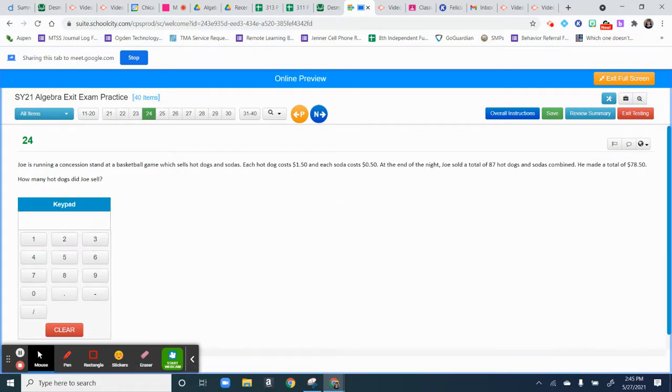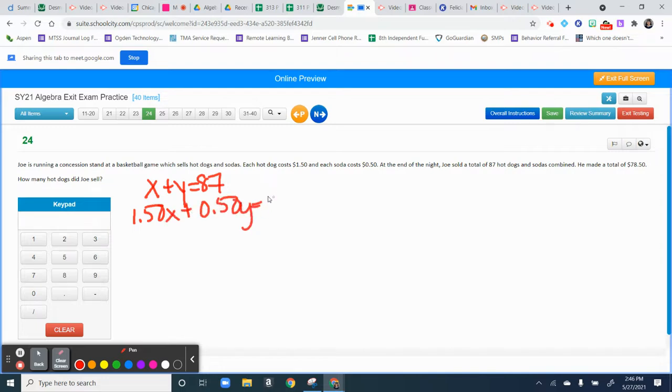Okay, so Joe is running a concession stand at a basketball game which sells hot dogs and sodas. Each hot dog costs $1.50. Soda costs 50 cents. At the end of the night, Joe sold a total of 87 hot dogs and sodas combined. He made a total of $78.50. How many hot dogs did he sell? So we have to write an equation, or a system of equations, for this. Altogether, x plus y has to equal 87. We know that 1.50x plus 50 cents y has to equal my total money.